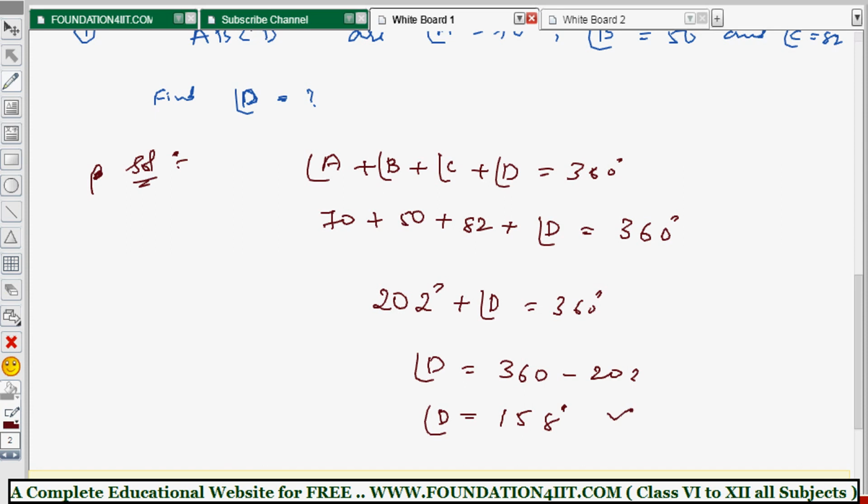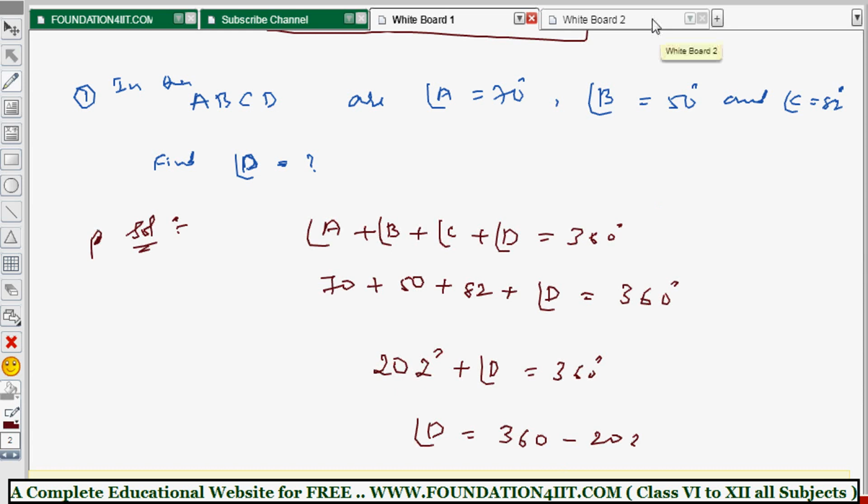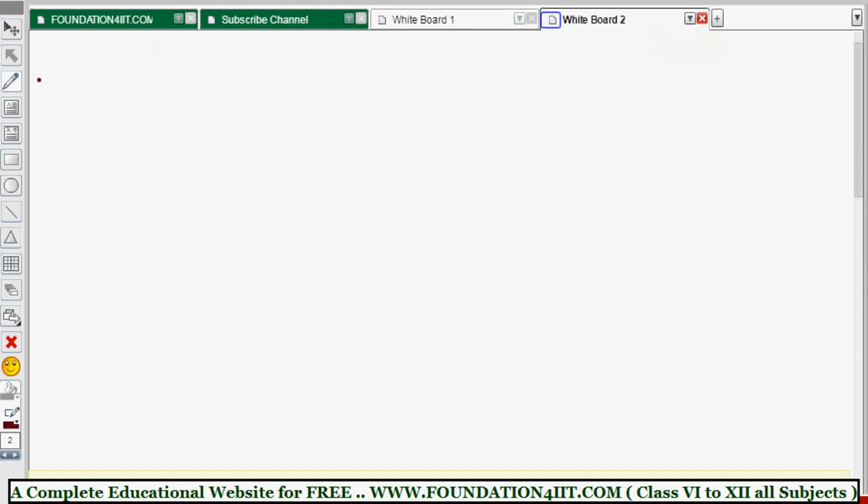So this is a simple question. If we tell you any three angles, we can find out the fourth angle. Fine. Let me show you one numeric word problem also in this.